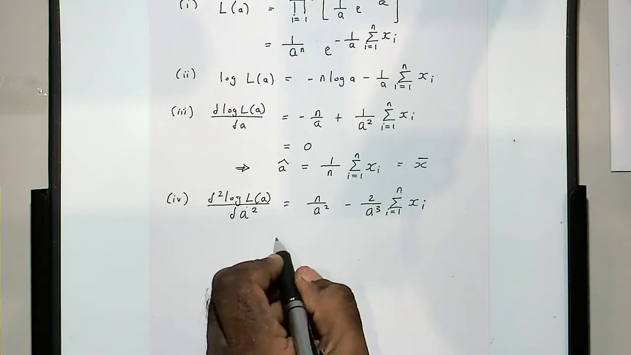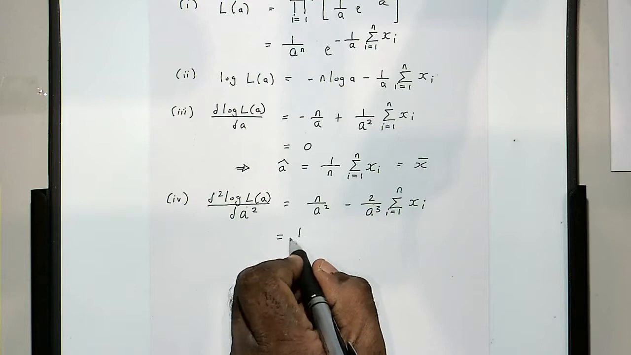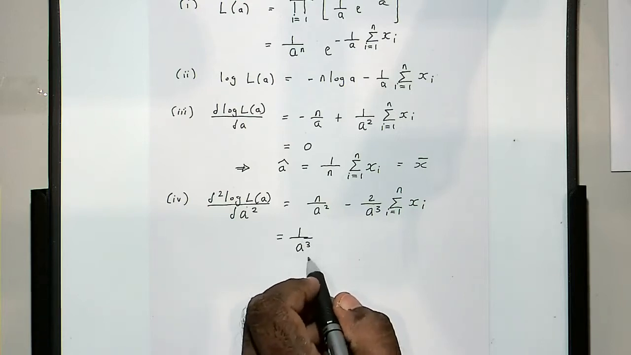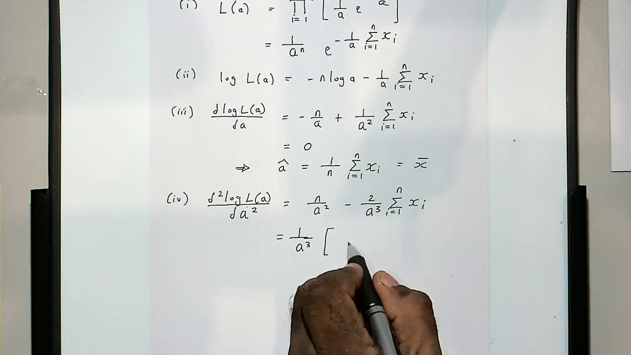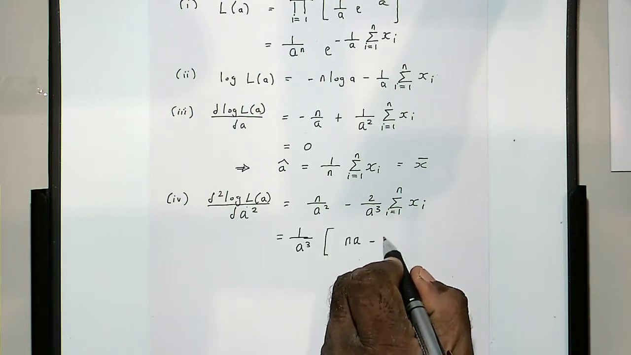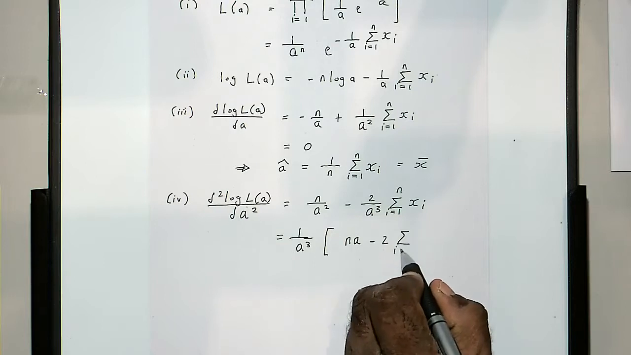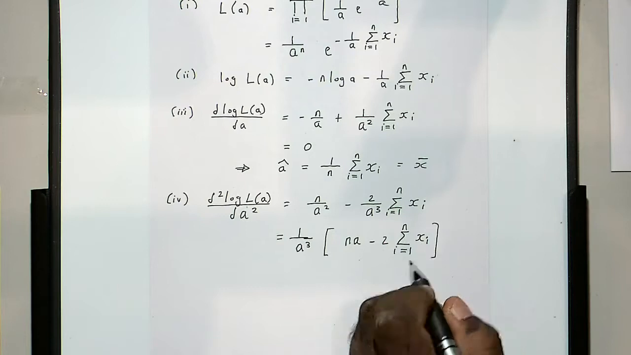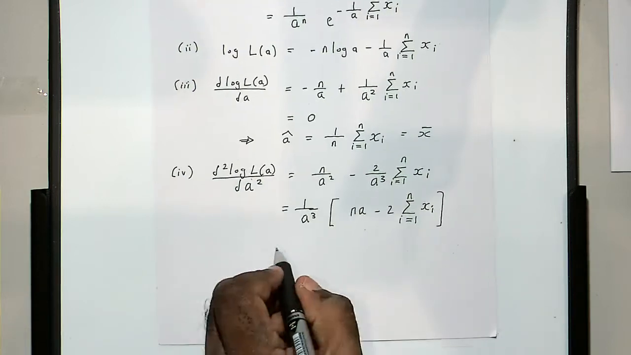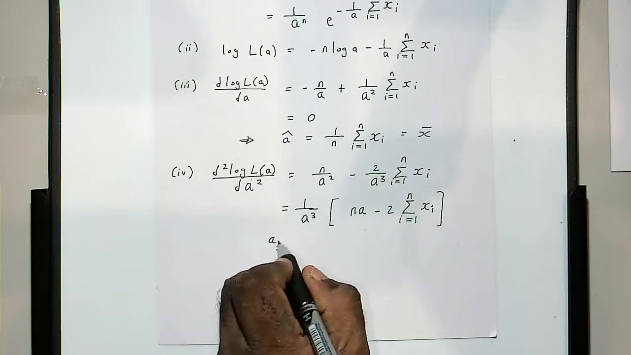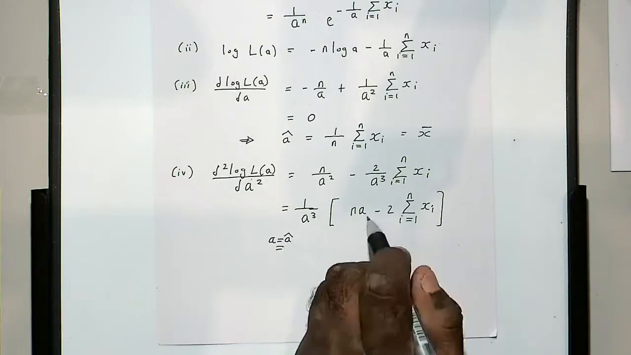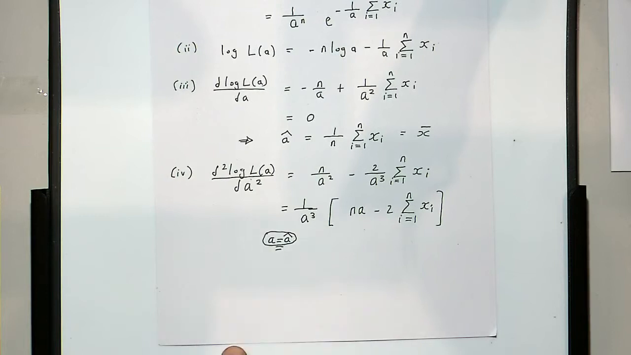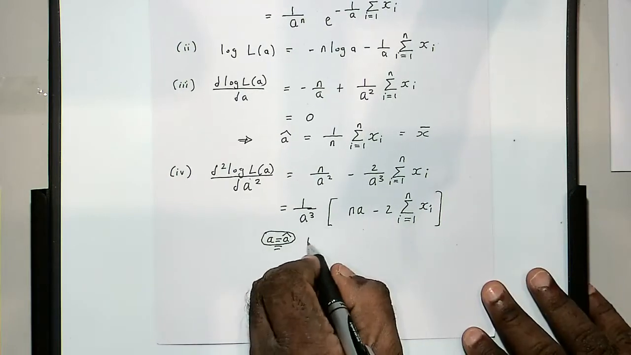One way to do this is as follows. I'm going to pull out 1 over A cubed outside. So this becomes, in brackets, n times A minus 2 times the sum. In the next step, I'm going to replace A by A hat. Remember, A hat is this guy here. So I'm going to replace A by A hat.